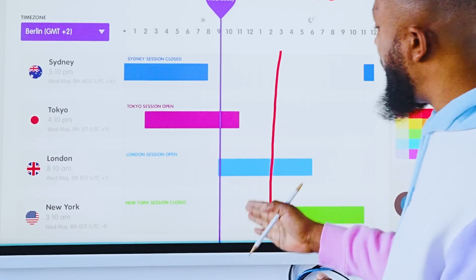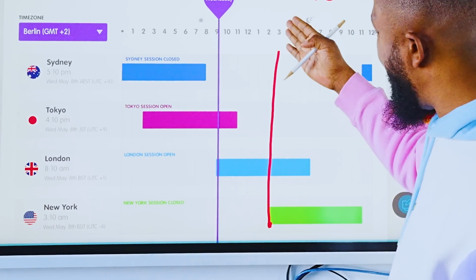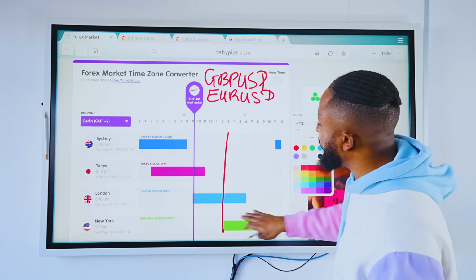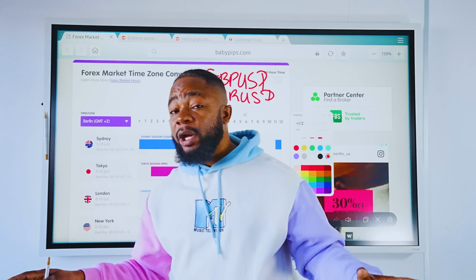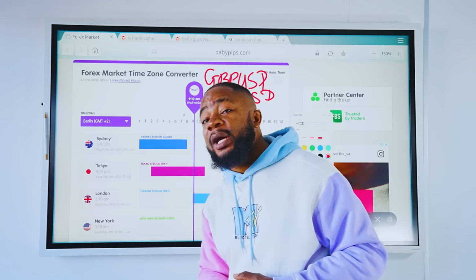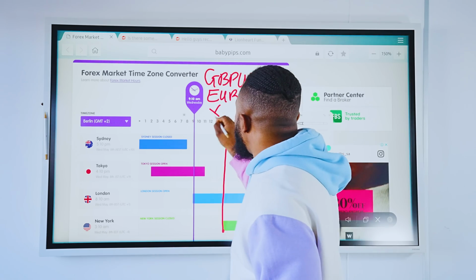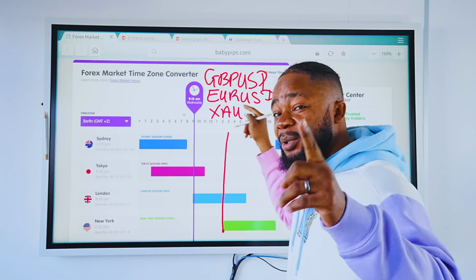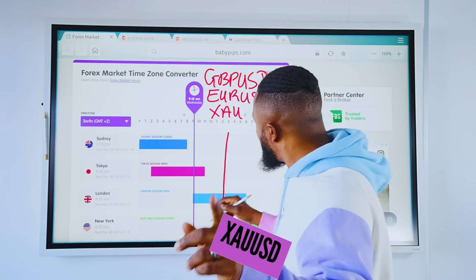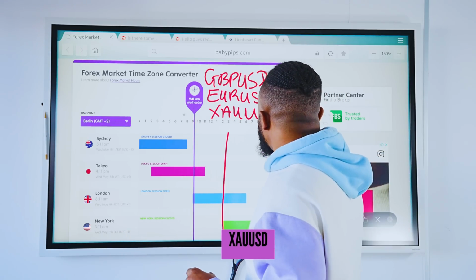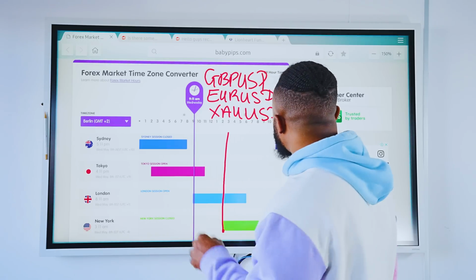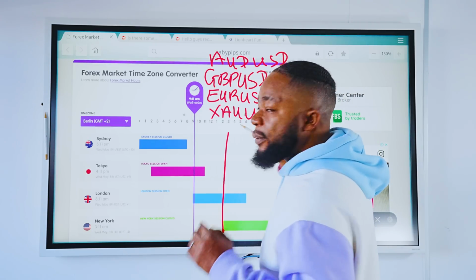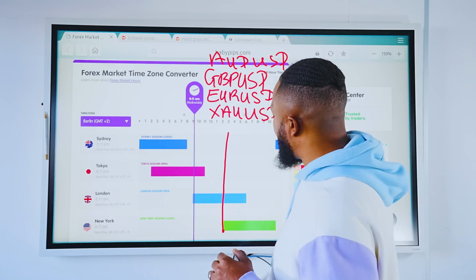So at this particular point in time where you actually see the market crossing between the London session and the New York session, or at the start of the New York session, the most liquid currency pairs you can trade: Great Britain Pound USD, Euro USD, XAU. I can't forget gold. My gold people, this is where you should be trading gold. XAU USD. Very, very important. Then you have AUD USD. So any USD pair, you can trade it at this particular point in time.